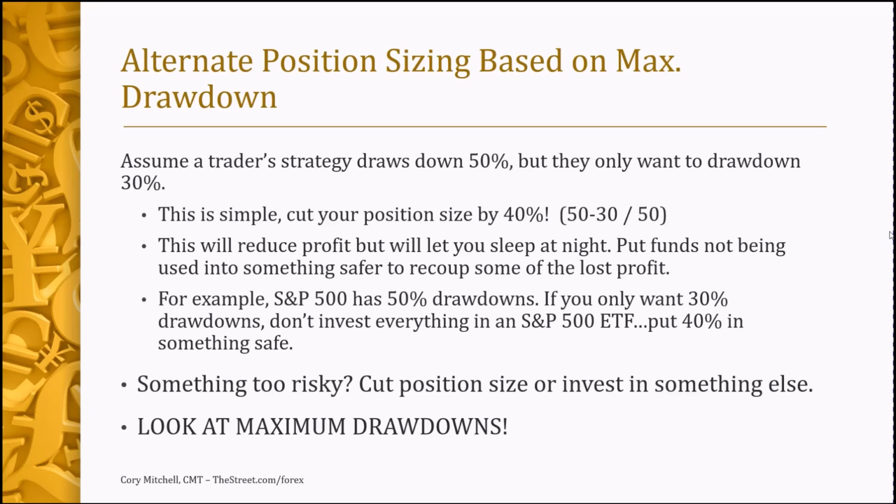And it does have 50% drawdowns. If that's uncomfortable and you only want to see 30% drawdowns in your account, at least in that S&P portion, don't invest everything in the S&P 500 ETF. Put a little bit into something that's safer, balance it out. And this is what a lot of financial planners walk through with people.